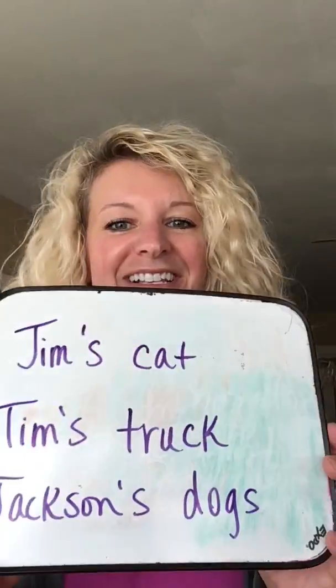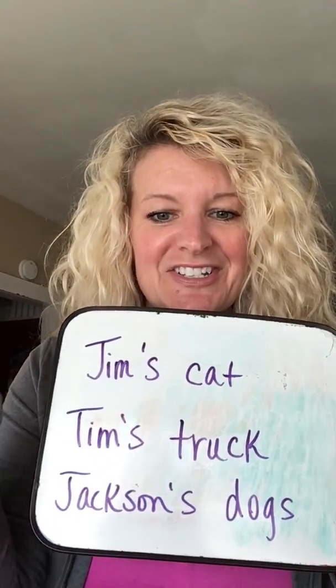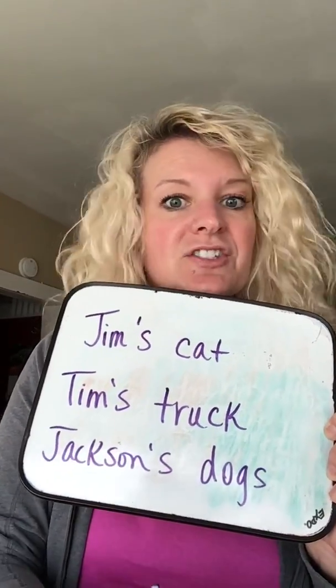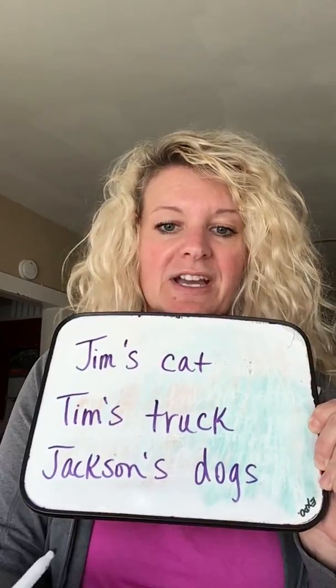Maybe we know someone named Tim, and he has a truck. And so if we're gonna write about Tim's truck, you have to use an apostrophe S to show possession or ownership. It's Tim's truck. Maybe it's one of you. Maybe it is Jackson's dogs. So I'm talking about one Jackson, and he has some dogs. I know because he showed them to me in a slideshow. So if we were to write about Jackson's dogs were running through the yard, we have to use an apostrophe to show whose dogs we're talking about, Jackson's dogs.